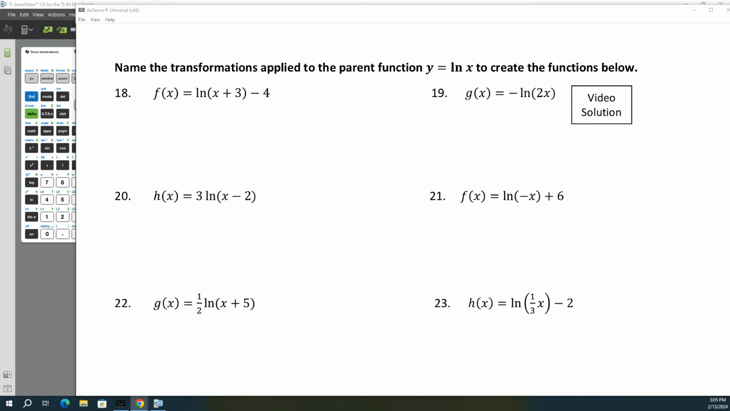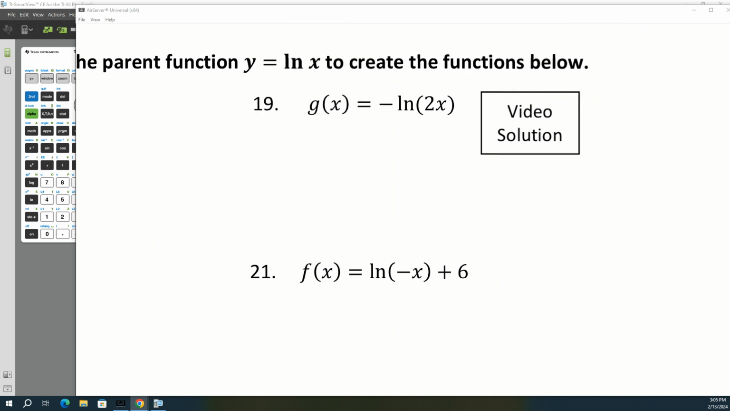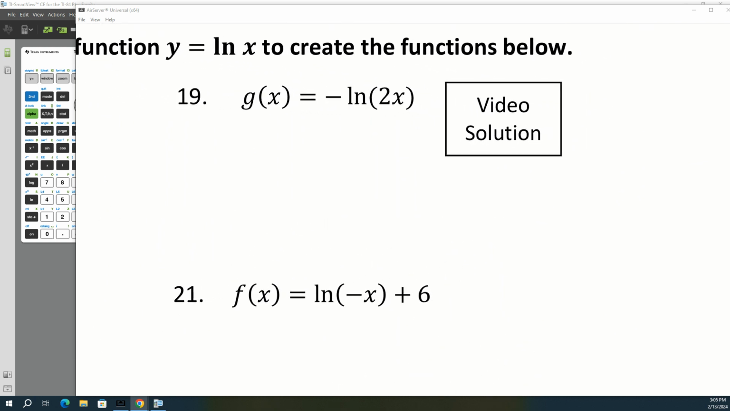The directions for 18 through 23 are to name the transformations applied to the parent function y equals the natural log of x, and that would be used to create the functions below. So I am going to do number 19. Number 19 has two transformations. One of them is this negative in the front, and one of them is this 2.